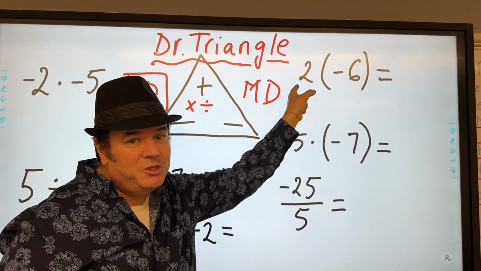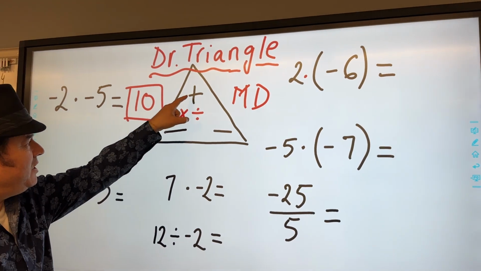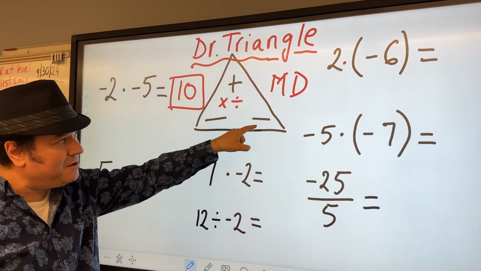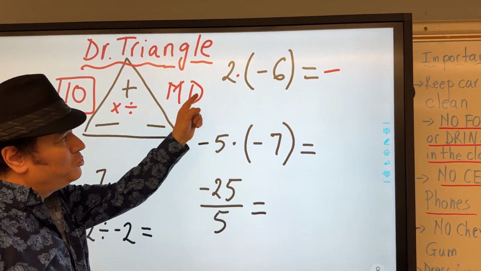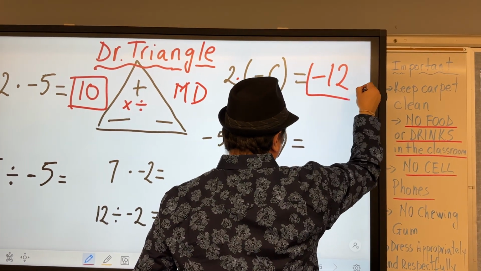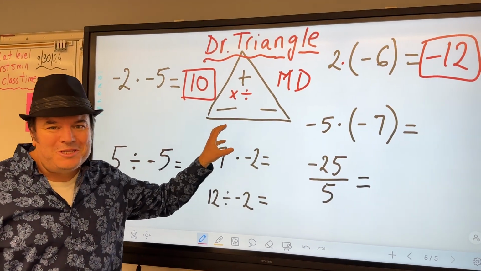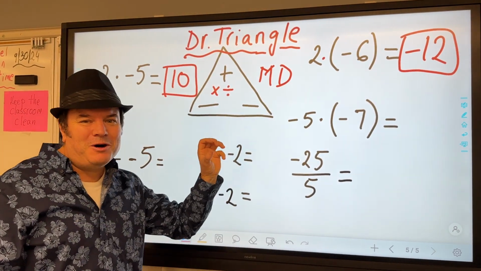Let's look at the other problem there. We have +2 times -6. Positive times a negative. Positive times a negative becomes a negative. So it's going to be a negative answer. 2 times 6 is 12. So we got this answer also using Dr. Triangle. Please remember, always use Dr. Triangle when we do multiplication and division. It's going to help us out all the time.